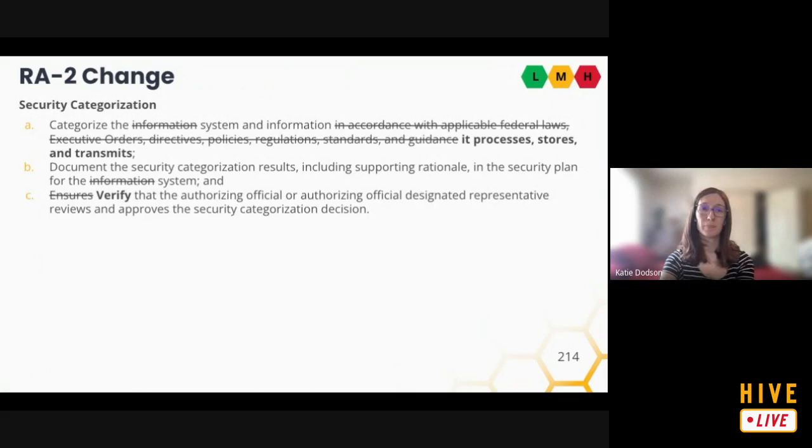All right, so RA-2 had a couple of changes here. This does impact low, moderate, and high. So they took out the specific language related to categorizing information in accordance with laws, executive orders, directives, blah, blah, blah. Now you just have to categorize the system and information it processes, stores, and transmits. And then again, minor language changes for information system and switching ensure to verify.